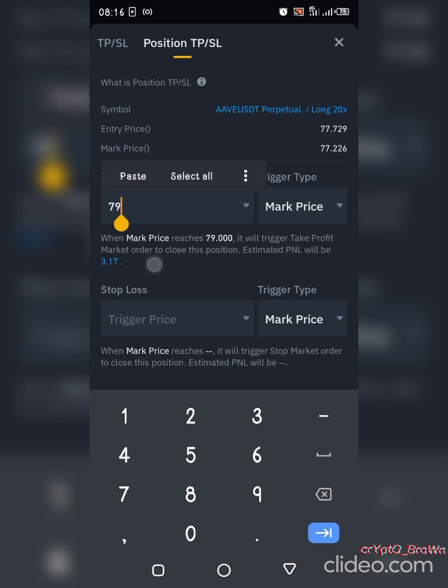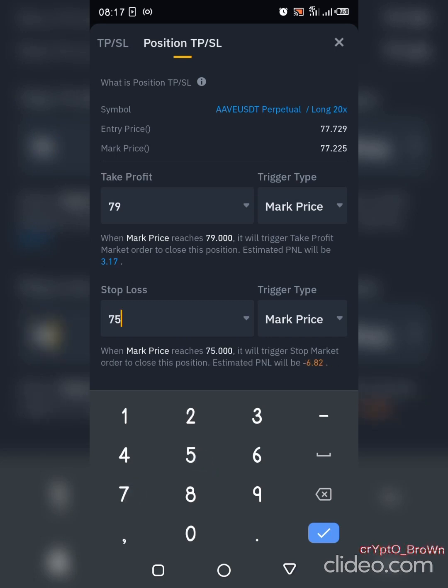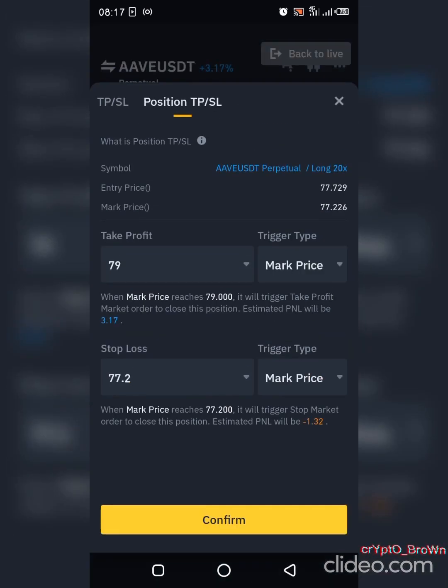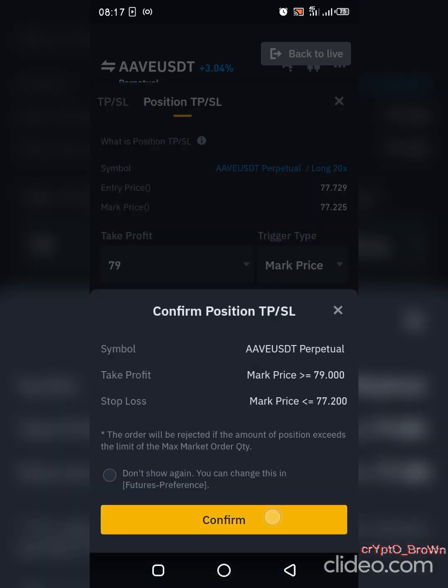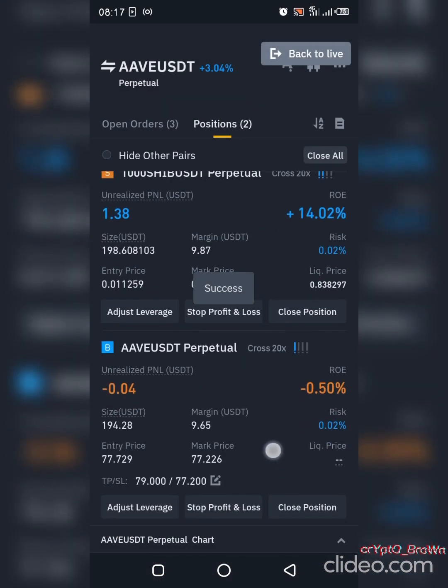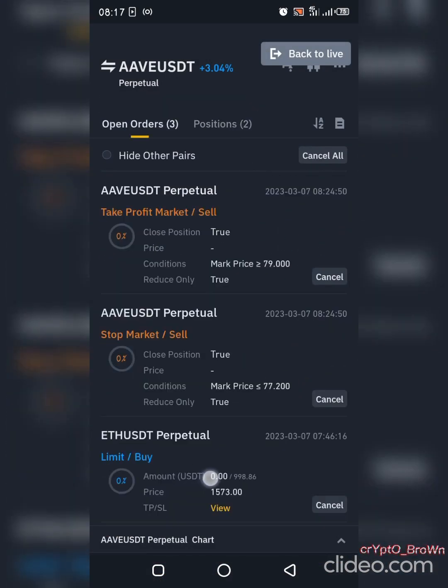And when the market hits 79, it means that I'll be getting 3 USDT as profit. And for the stop loss, I want to get out of the trade if I am losing about 75. When the market hits 77.2, when the market reaches 77.2, I want to get out because I cannot afford to lose $1.32. So that's how it works. So this one is for the long position. So when you confirm, it will just trigger over here. It will be written over here, and you can change it at any time.